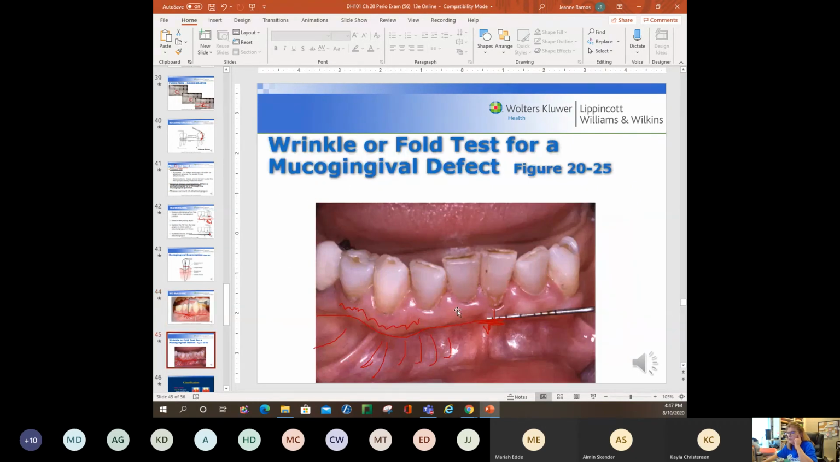So this is called a wrinkle or fold test for a mucogingival defect. And see, you can tell more on this. See where the mucogingival line is? This is all attached in one color, and this has a lot of little veins in it, and it's movable because it's going up to your lip, and it's very movable. This you can't just pick up.